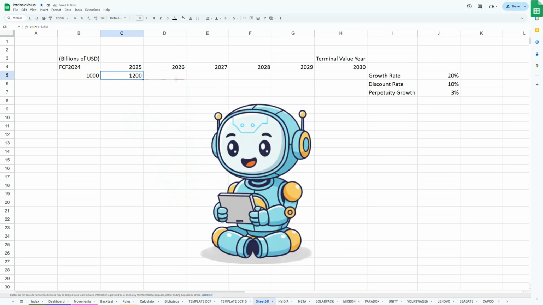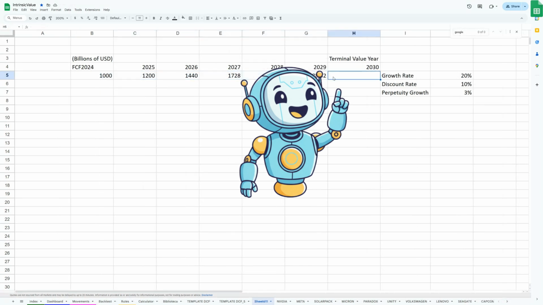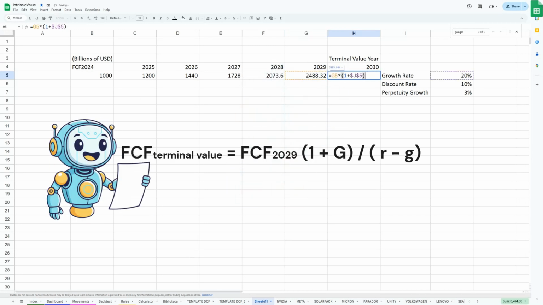Now we can drag the formula for the rest of the years so that each year is growing based on previous year's free cash flow. The terminal value calculation is very similar, although it also takes the perpetuity growth and discount rate into account. The formula would also start from the previous year in cell G5 and multiply it by 1 plus the growth rate. But for the terminal value free cash flow, we are going to divide it by the discount rate minus the perpetuity growth. You can fix the cells or not, but I like to do it to keep this tidy in case I paste the formula elsewhere.